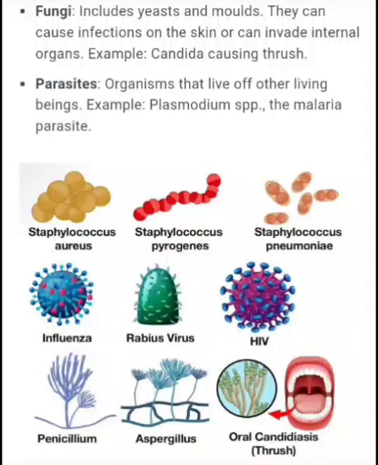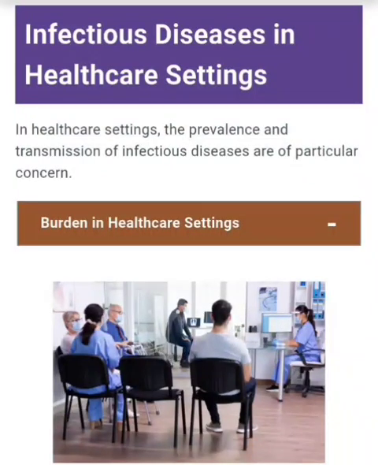Looking at parasites, they are organisms that live off other living beings. For example, the Plasmodium species, the malaria parasite. This parasite can either live in the human body or outside the human body. It does not only affect human beings, but every other animal. The parasites that live in the human body are called endoparasites, and those that live outside the body are called ectoparasites.